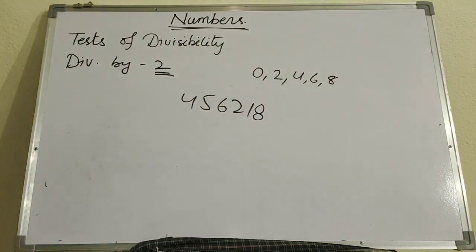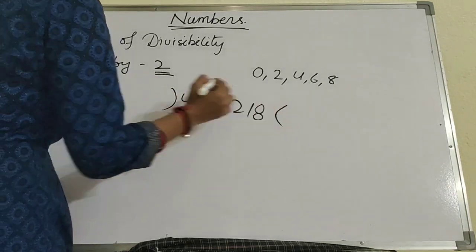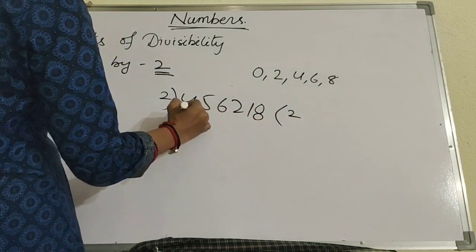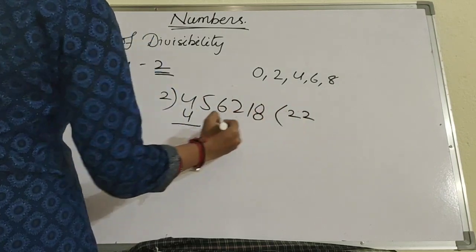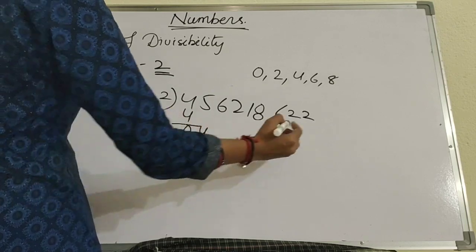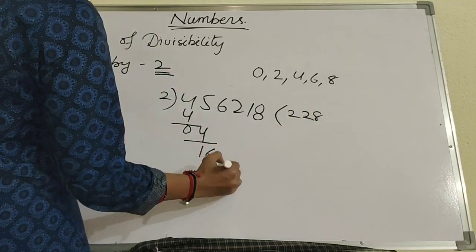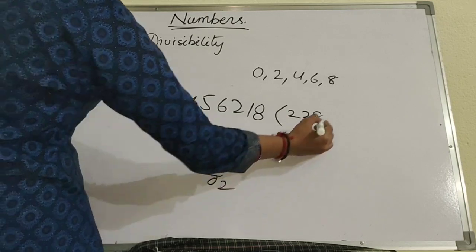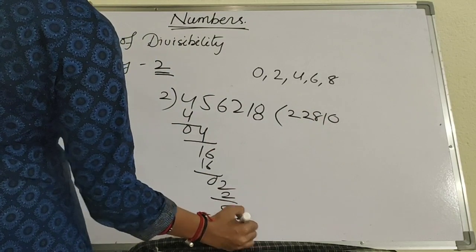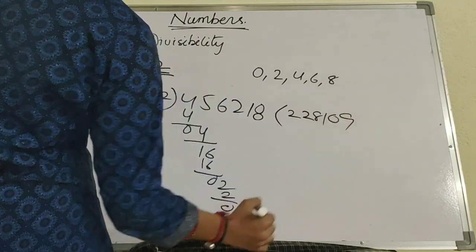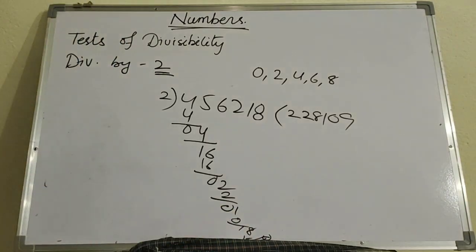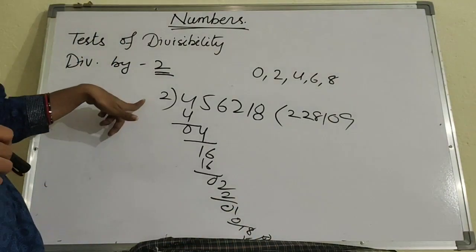Let's take the example of this number and divide by 2. 2 2s are 4, 2 8s are 16, 2 1s are 2, 2 0s are 0, 2 9s are 18. So the remainder is 0. That means 456218 is divisible by 2.